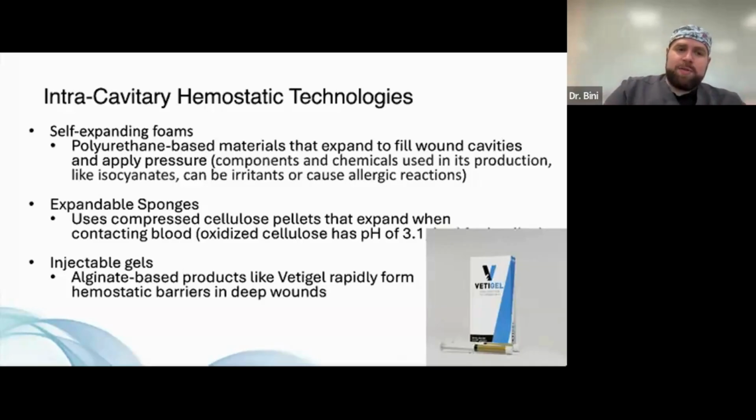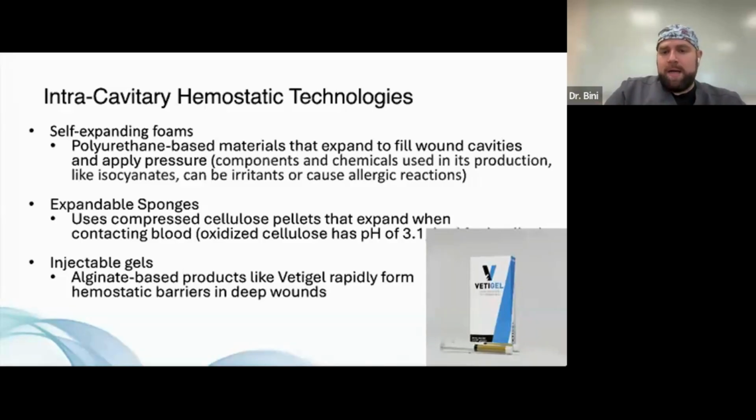Okay. And then the other options you have are injectable gels, and those are usually alginate based. In the human market, they were used a lot in the military. Those were developed initially by the military because they needed a way to stop bleeding in battlefield situations. Then they licensed it as a product that's commercially available to all doctors. And I think recently this has been introduced in the veterinary world as well with Vetigel, I think. They provide a hemostatic barrier in deep wounds.